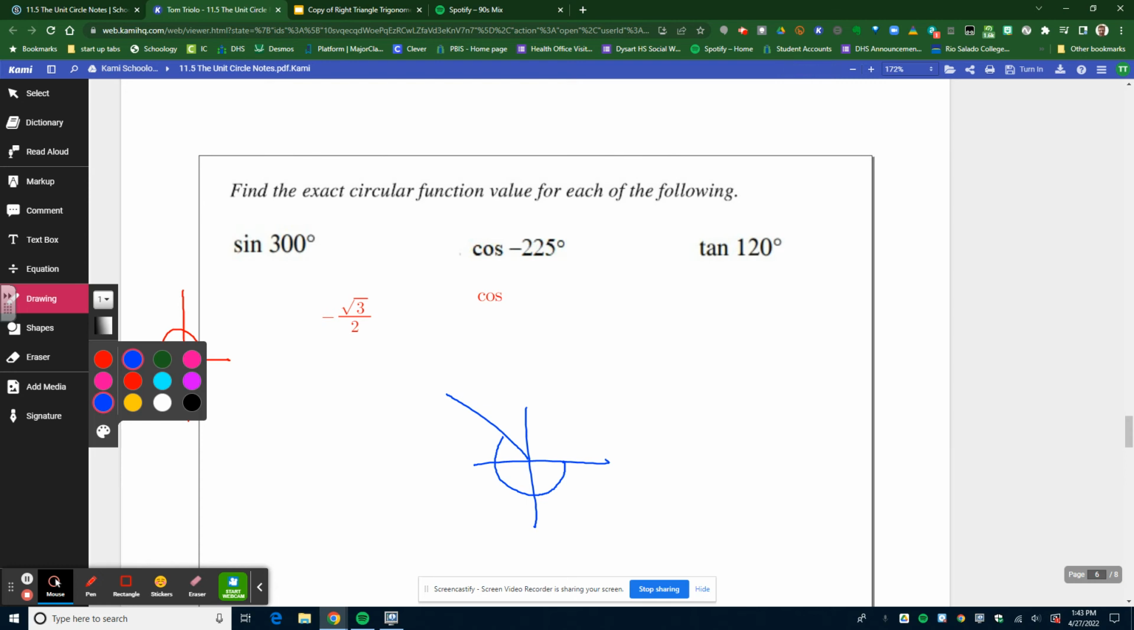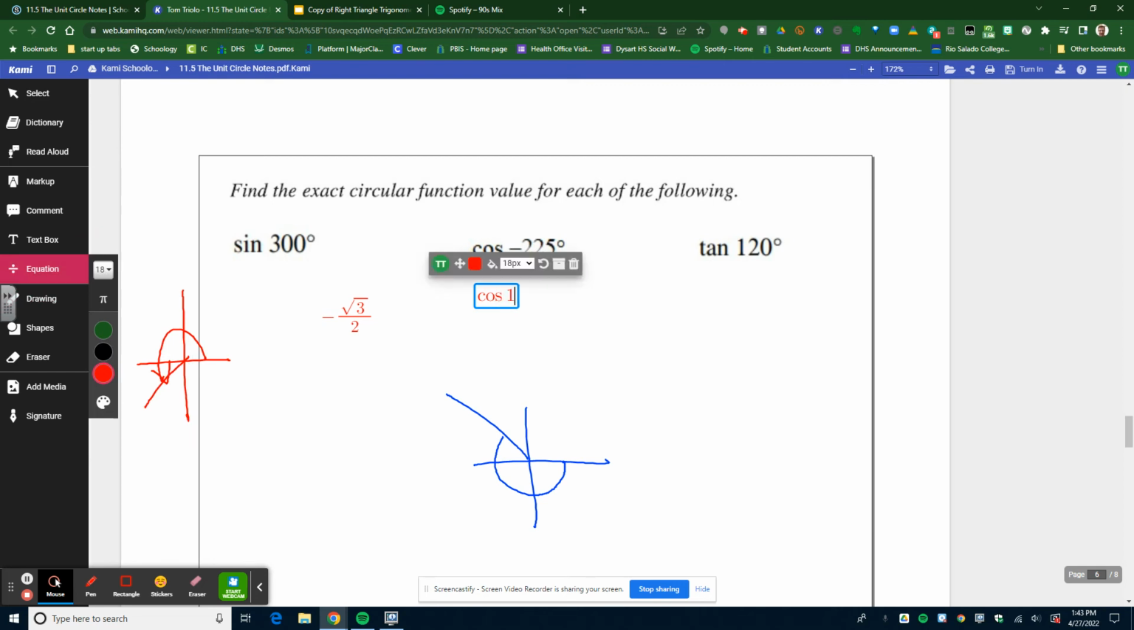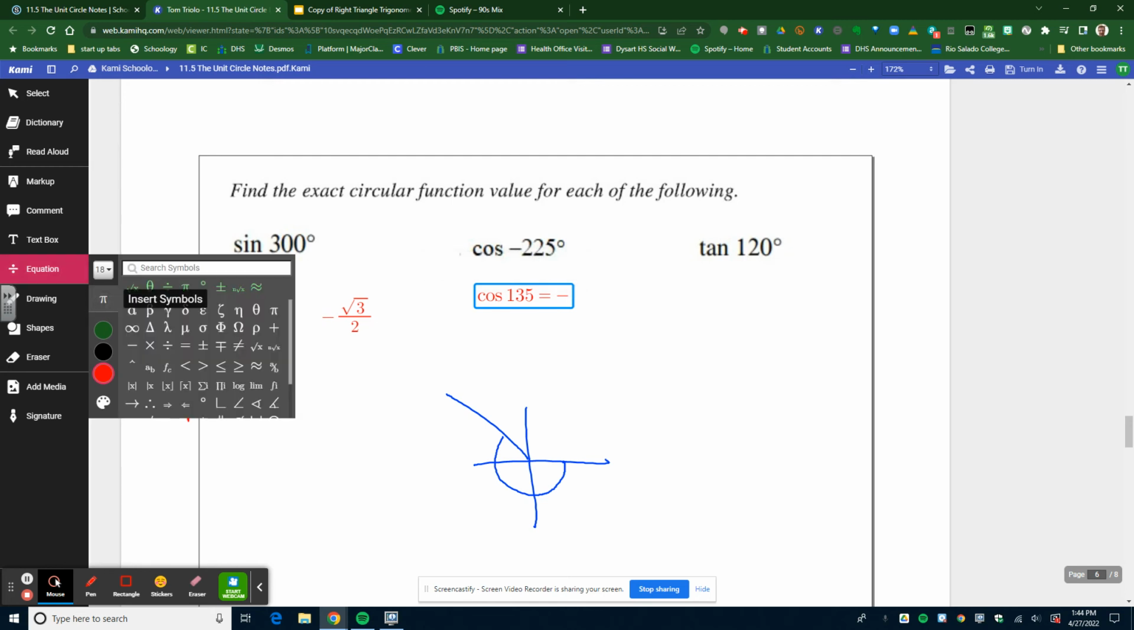Hold on, I'm not there yet. You're a step ahead. I just want to know the angle. 135. Add 360. So 360 minus 225 is 135. Let her finish, Matthew. Now, Jerry, what's the x value? Negative square root of 2 divided by 2.